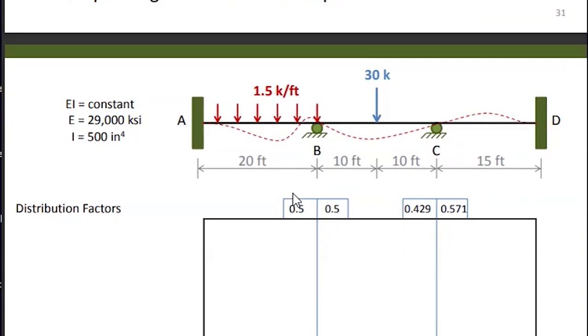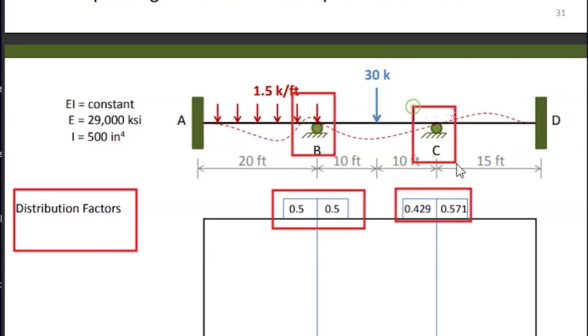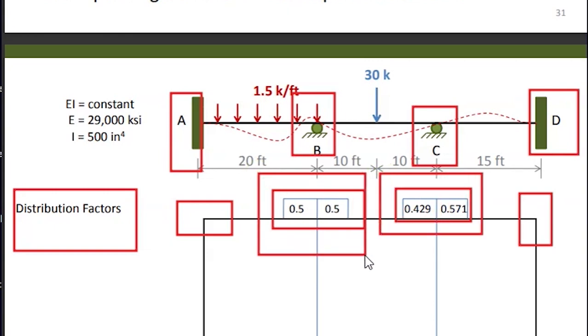Now after having the distribution factors, the first way is to have the table. The table is given like this one. This table depends on the nodes, which are joint B, joint C, joint D, and joint A. You remember that the distribution factor for a fixed support is 0, and here is a fixed support, so it is 0. Here there is a fixed distribution factor, and here there is a distribution factor.